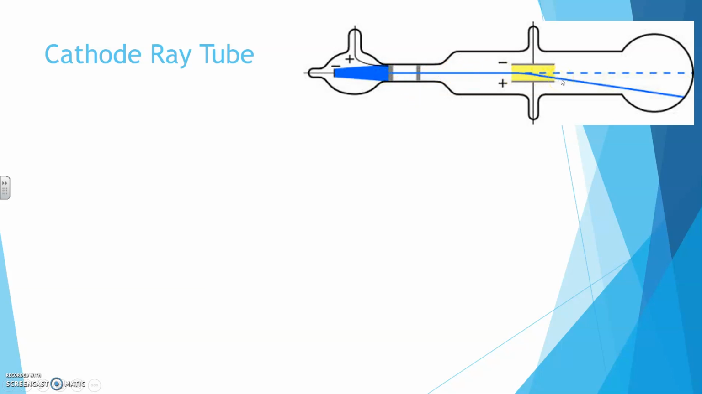Actually, I think it's a vacuum on the inside. Yeah, it would be a vacuum on the inside. It doesn't have any gas in it. So it's basically moving through empty space. So the only thing that is affecting the path of the beam is the charge on these two plates. And so you'll notice that the beam bends towards the positive end.